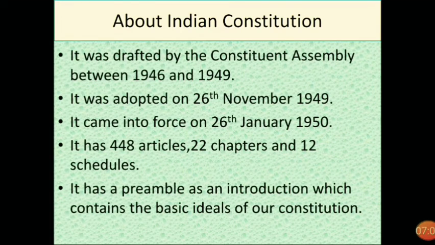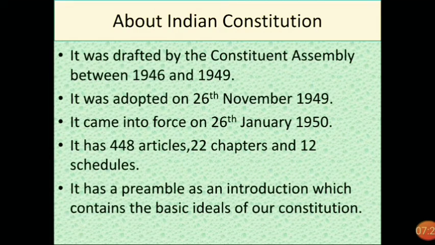It has a preamble as an introduction which contains the basic ideals of our constitution. Every constitution has a preamble. This preamble concept has been adopted from the American Constitution of 1787.